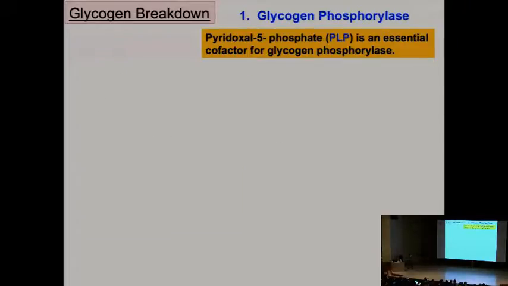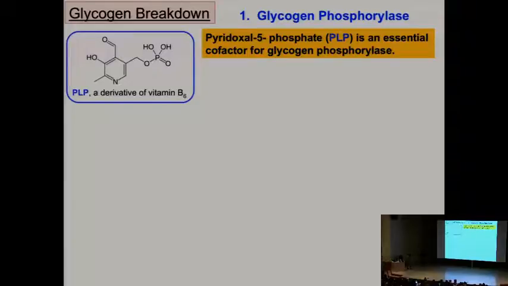Glycogen phosphorylase also has some unique relationships with its cofactor, pyridoxal 5-phosphate, or PLP. This is a derivative of vitamin B6, and it's an essential cofactor for this enzyme, which means the enzyme won't work without it. This also means that people with vitamin B6 deficiency can have problems with glycogen handling and blood sugar, and this is the reason why.